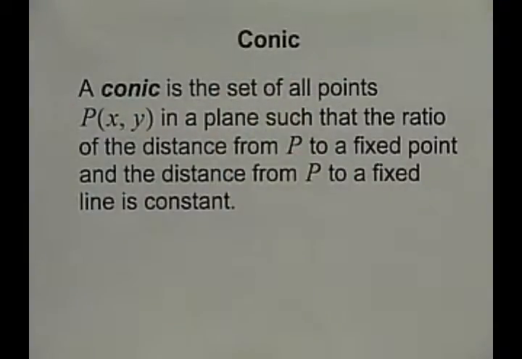Centricity or eccentricity. Here it is. A conic is the set of all points P of the form (x, y) in a plane such that the ratio of the distance from P to a fixed point and the distance from P to a fixed line is constant. Well, a picture will help illustrate this.